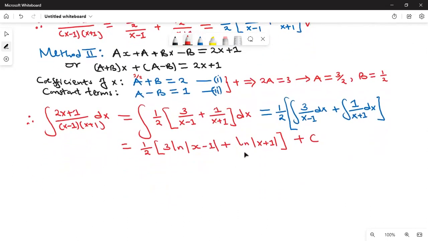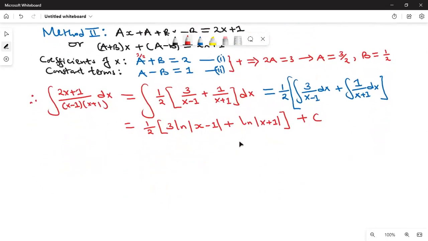You could simplify this answer using the laws of logarithms. We can as well write this as 1 over 2. You see, when you apply the third law, this one becomes the power of x minus 1. So it will be ln of x minus 1 squared, and not squared but cubed, because that is 3.